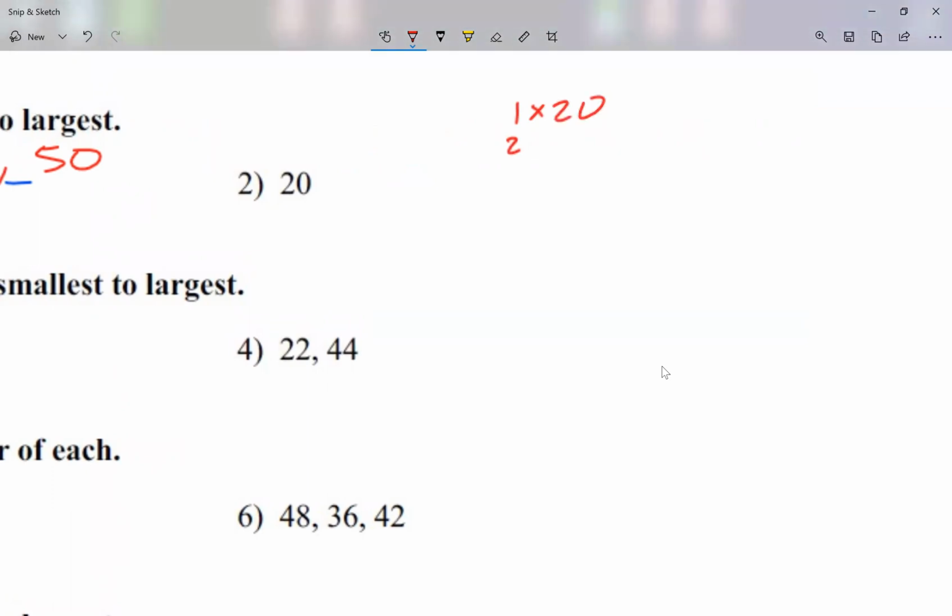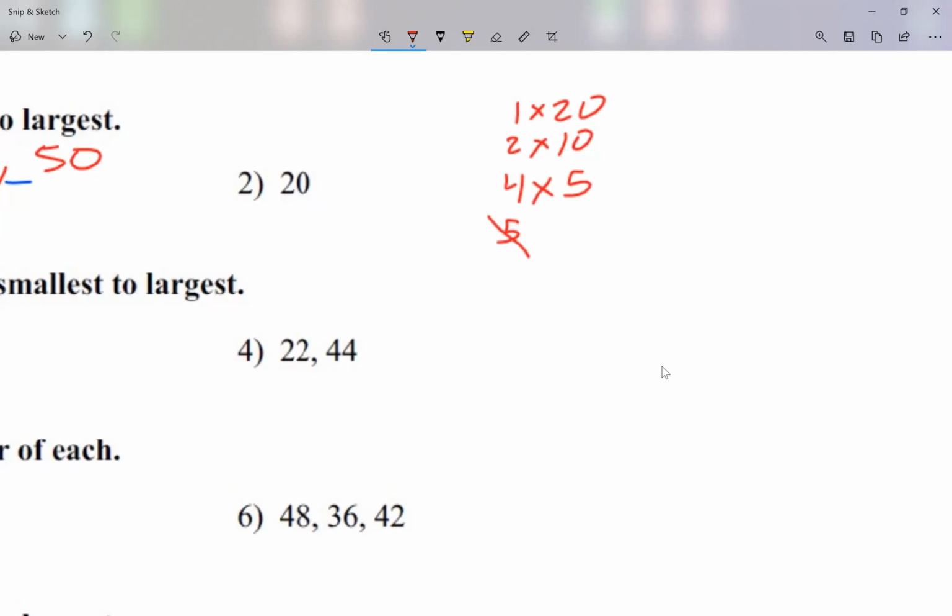I can go 2 times 10. Again, I'm looking at all the possible multiplications that equal 20. 3 doesn't work, so I'm not even going to include it on my list. Then 4 times 5. Notice on the left, I didn't include 3, right? Because 3 didn't work. So I'm only going to write the numbers that do work. After 4 is 5, but I'm going to stop already because 5 is on my list.